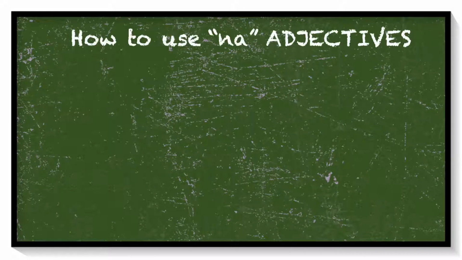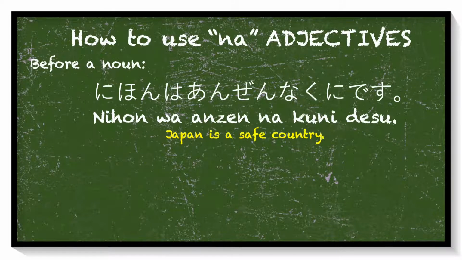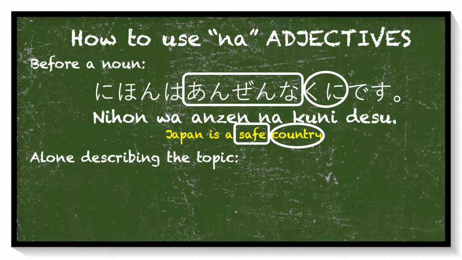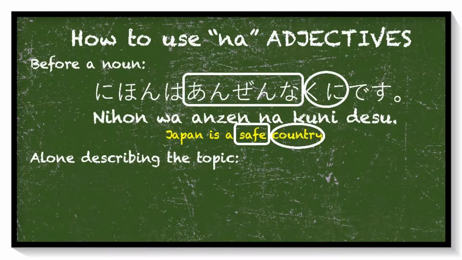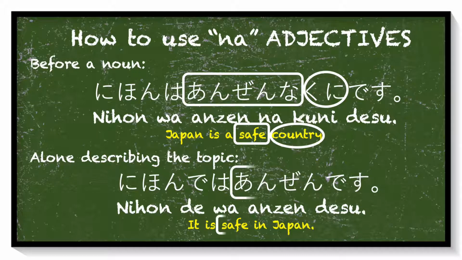How to use na adjectives. First, add na before the noun it is describing. 日本は安全な国です。 Japan is a safe country. Or, use it alone to describe the topic, like 日本では安全です。 It is safe in Japan.